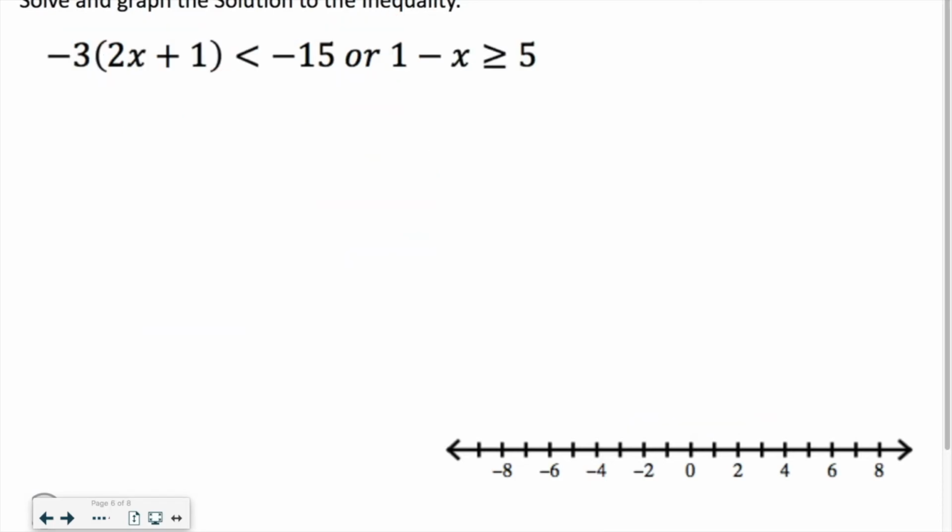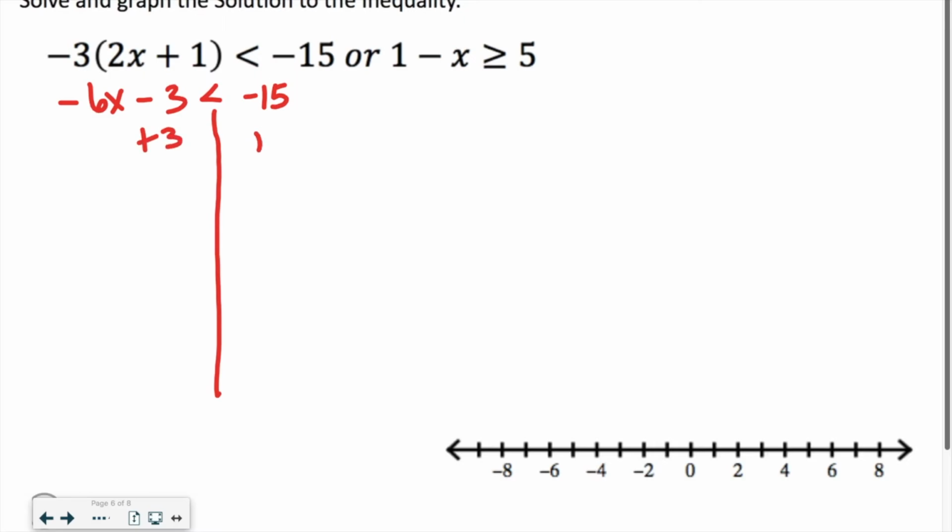Next one, solve and graph the solution to the inequality. So we're going to distribute first. Negative 3 times 2x is negative 6x. Negative 3 times your 1 is minus 3, less than negative 15. Now you can draw your line. So then you're going to add 3, making this negative 12, and negative 6x on this side.